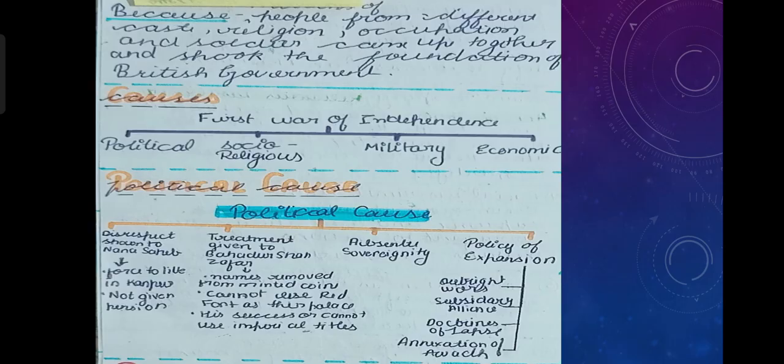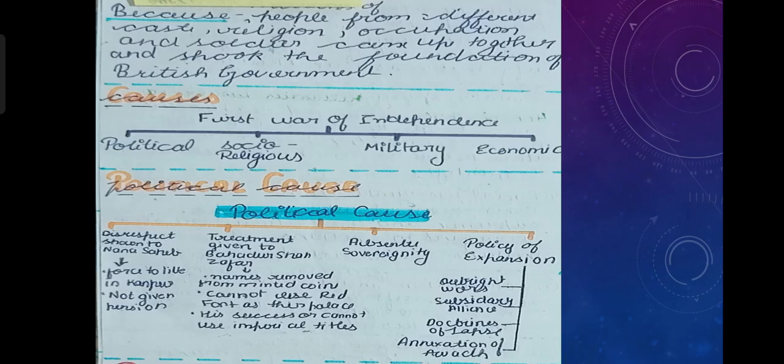So what some people do, when the examiner asks about the political causes, is get confused. Instead of writing about the policy of expansion, disrespect shown to Bahadur Shah Zafar, treatment given to Nana Saheb, and absentee sovereignty, they write the subpoints of the policy of expansion, which have to be included in the point of policy of expansion.